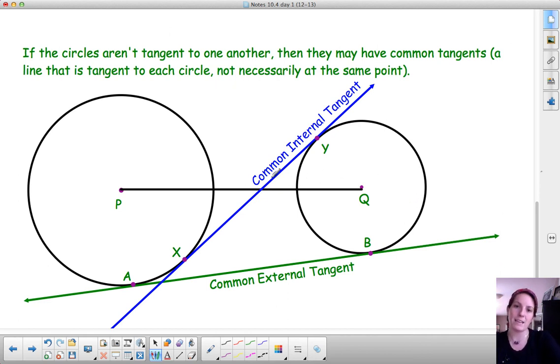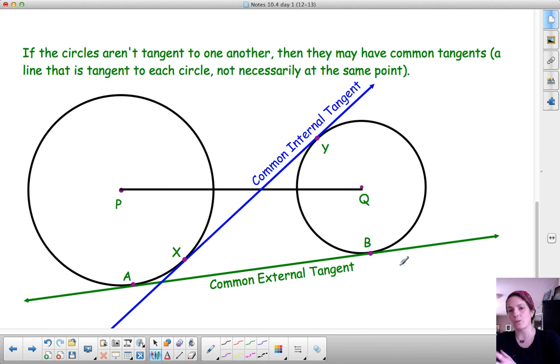So we could have a common internal tangent. Notice here, this line XY is tangent to circle Q at point Y. Line XY is tangent to circle P at point X. And it's called an internal tangent because it's in between the two circles. Or you can think of it as it crosses the line of centers. A common external tangent, like line AB, does not cross the line of centers. It does not go between the two circles.